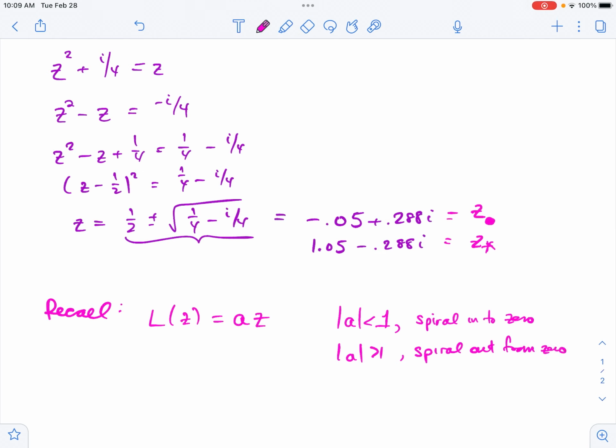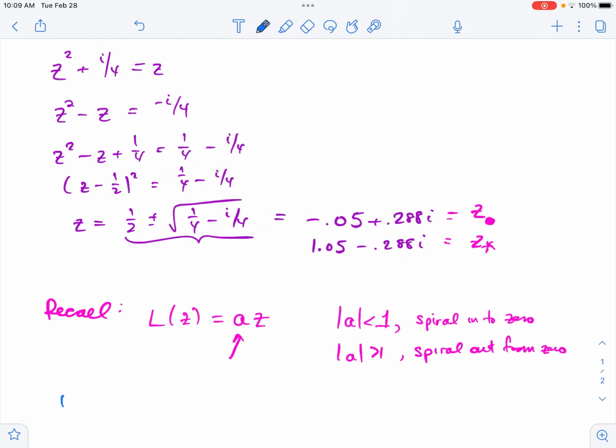And so the coefficient of the z term is going to dictate what's happening. You can think of it as controlling things. Large modulus a's are going to make things move away from 0, and small modulus ones are going to pull them in.